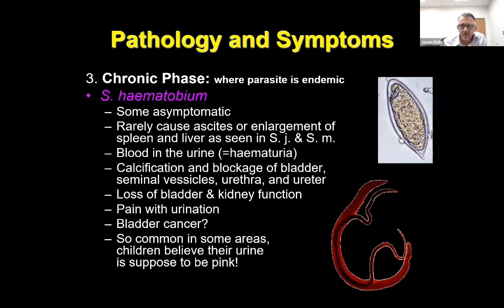The symptoms for Haematobium are a bit different. You rarely get ascites or enlargement of the spleen and liver because the infections are associated with the bladder. You will get blood in the urine. You'll get bladder damage, loss of bladder and kidney function, pain associated with urination. You'll also get urogenital issues, so issues associated with the vaginal region for women. And bladder cancer is actually somewhat common in chronic infections. It's so common in some areas that children actually believe that their urine is supposed to be pink.